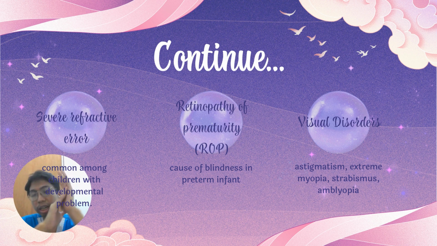And vision disorders, there are so many visual disorders such as astigmatism, extreme myopia, strabismus, amblyopia. So some far-sightedness and near-sightedness and all that, blurry vision, seeing colors, or seeing two colors at once, for example. So it could be very dangerous if it's left untreated. So yes.